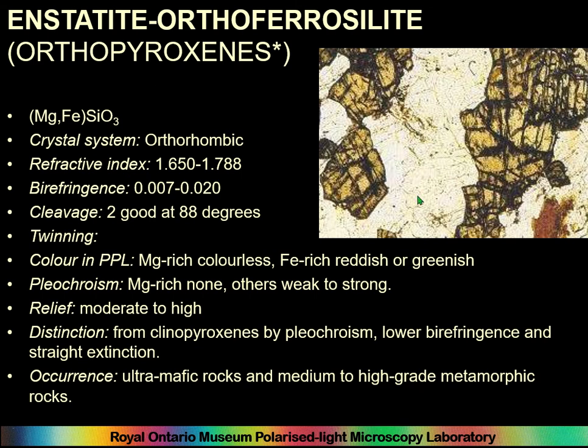So this is a group of pyroxenes. Remember the pyroxenes? Enstatite-orthoferrosilite. These are orthopyroxenes, because they're in the orthorhombic system. You can see they have cleavages. We'll get to that in a minute. So there's the magnesium and iron silicate. The refractive index is 1.650 to 1.788, so that tells you this is going to be quite high relief. So you can see it sticks up quite a lot.